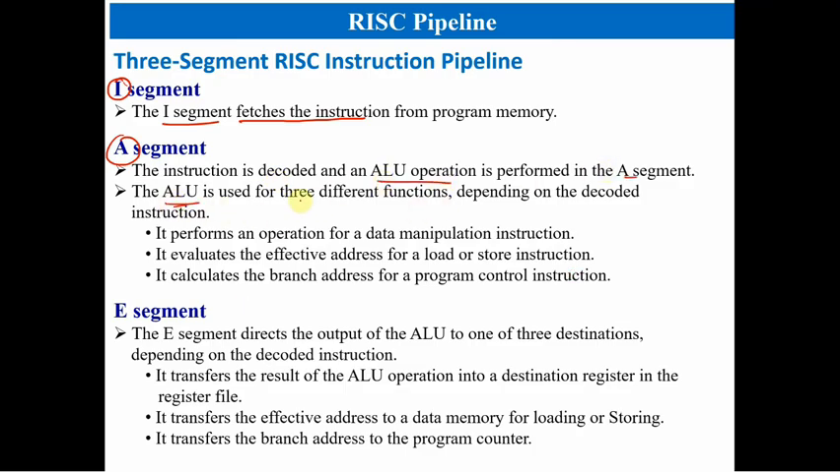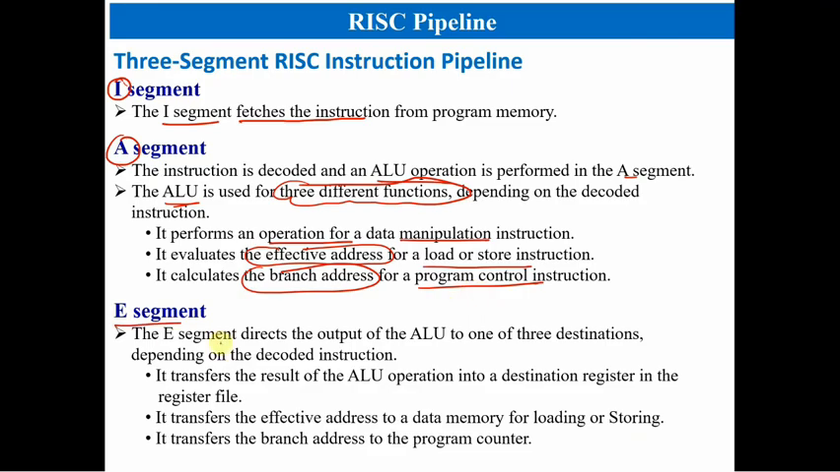The ALU is used for three different functions depending on the type of instruction. It performs an operation for data manipulation instructions, evaluates the effective address in the case of load or store instructions, which we also call data transfer instructions, and calculates the branch address in the case of program control instructions.